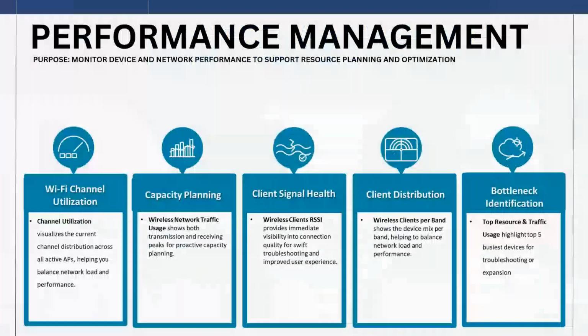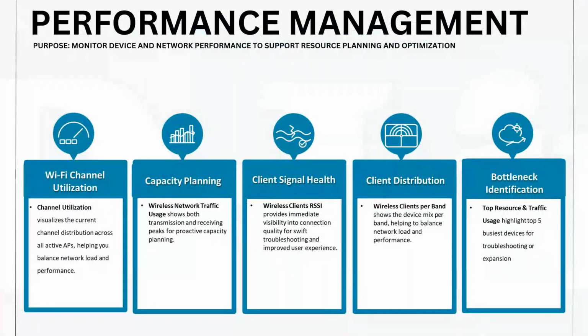Moving on. Performance management. The next pillar on which Nuclias Unity is built is performance management. So we've got Wi-Fi channel utilization. That will look at the distribution of traffic across your active APs, allowing you to balance the network load more efficiently. You've got capacity planning, client signal health, client distribution, and bottleneck information.